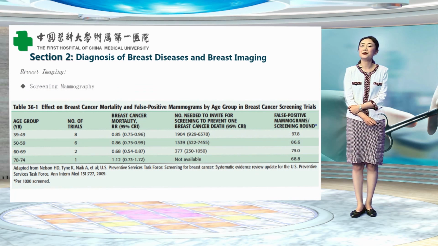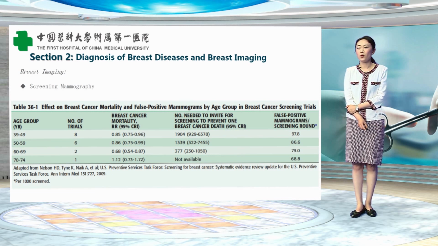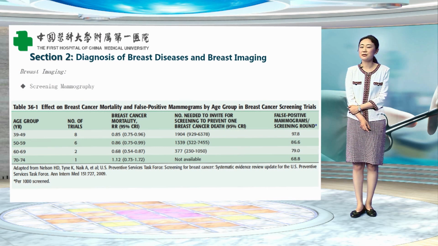I'd like to introduce the breast imaging, which is very important and contributes a lot in the treatment of breast cancer. It is called screening mammography. It is performed in asymptomatic women with the goal of detecting breast cancer that is not yet clinically evident. It is widely used in Europe and North America, which contributed a lot in reducing the deaths of breast cancer.